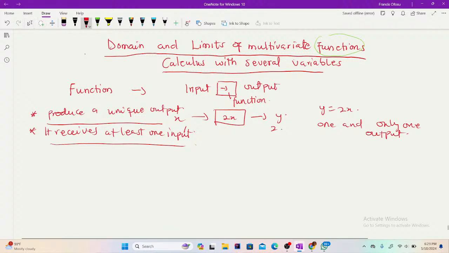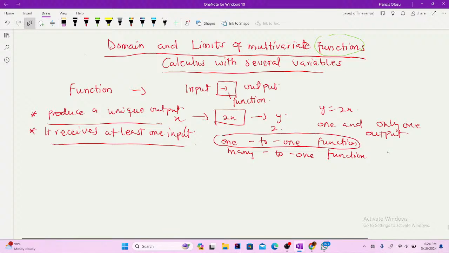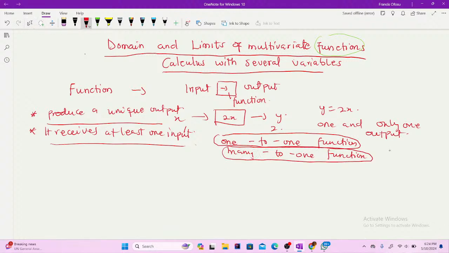Once I have explained this to you, it means we can have a one-to-one function, and we can also have a many-to-one function. These are the two types of function we can get. In calculus one, when you're doing calculus with a single variable, you are using only one variable, so that falls under the one-to-one function category. But in calculus with several variables, we are going to deal with many-to-one functions. This function will take in several inputs and bring out a unique output.